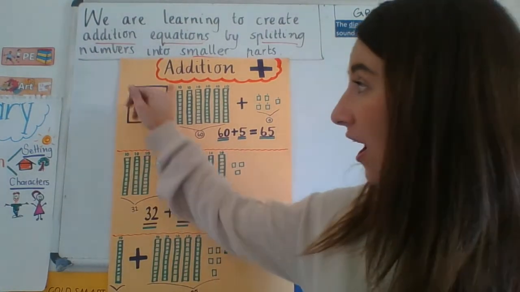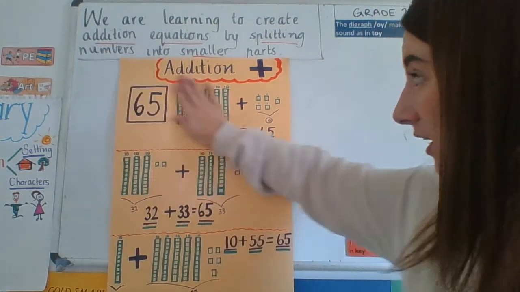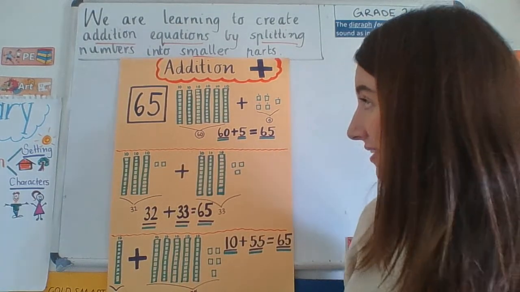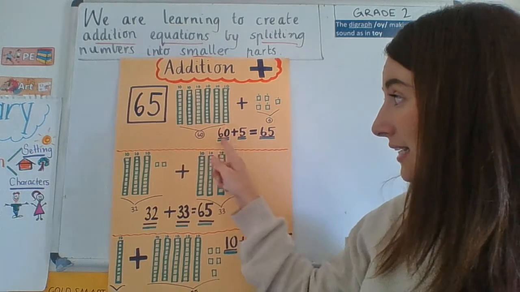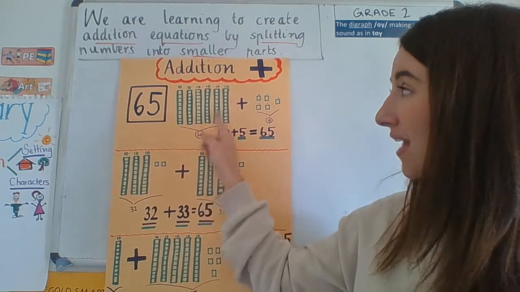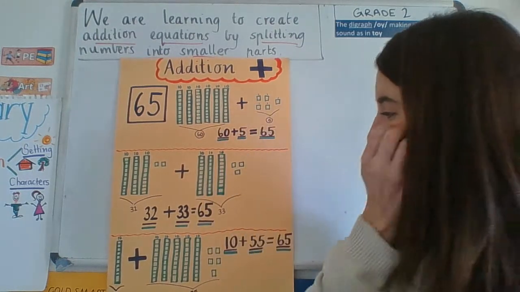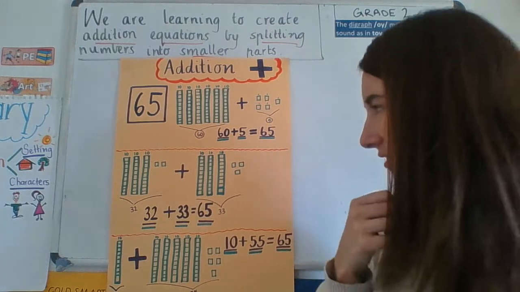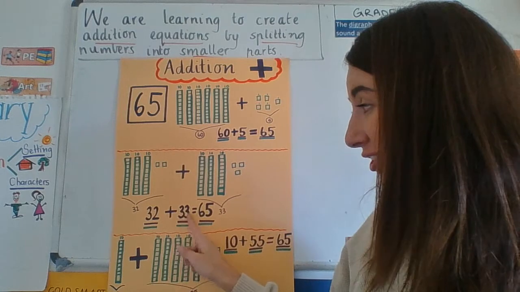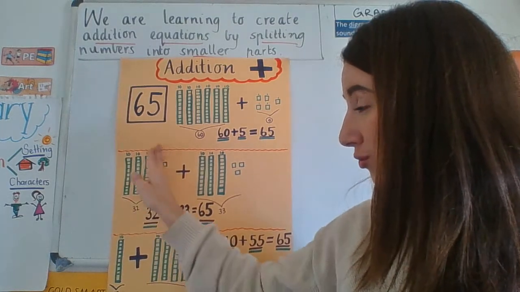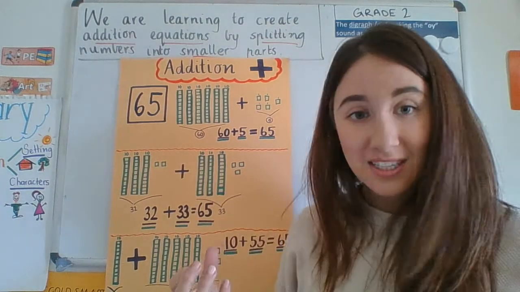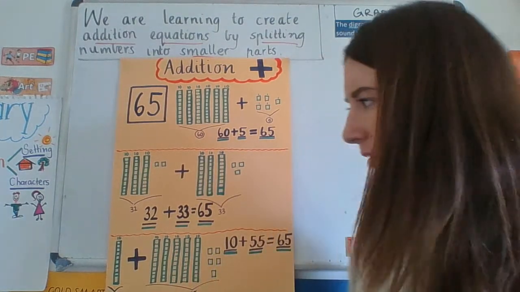So for example, I have made the number 65 in 3 different ways. Let's see what I've done. I made the number 65 by showing 60 and 5 equals 65. There's 60 and 5. I made the number 65 by showing 32 and 33. There's 32 and 33. It also makes 65, but I'm a mathematician, so I'm going to double check.